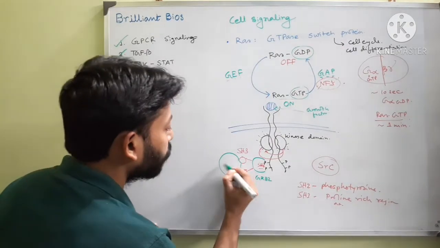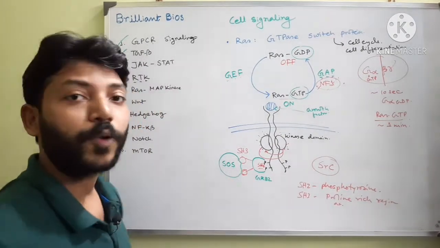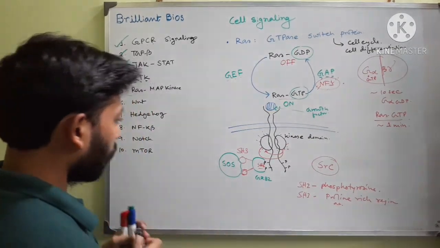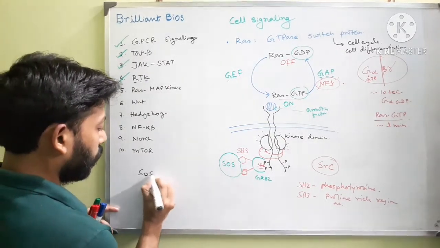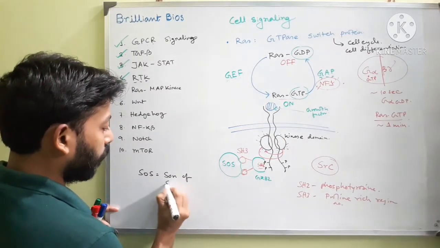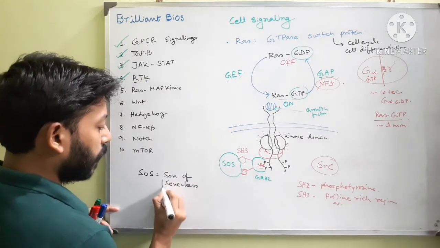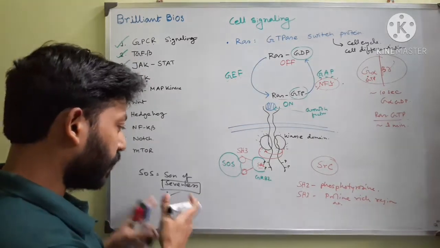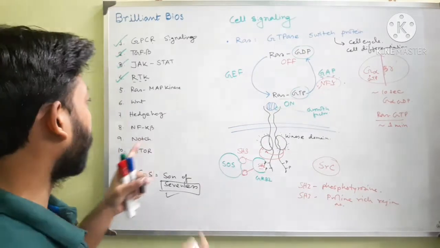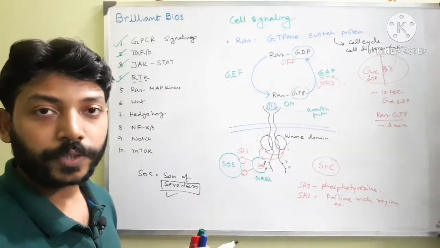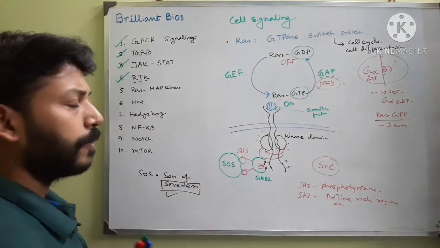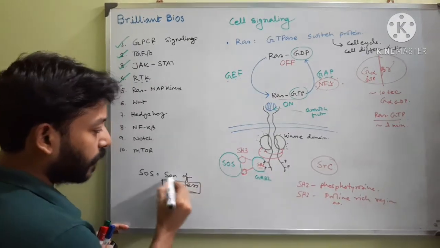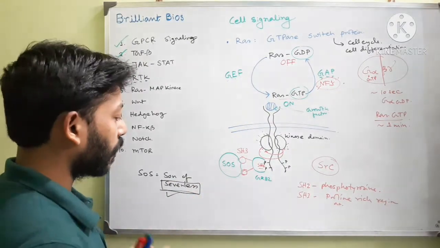SH3 domain that is called SOS. This is a very important protein in the Ras MAP kinase pathway. The full form of SOS is son of sevenless. This sevenless is the main player, actually a receptor, by which scientists discovered this Ras MAP kinase pathway. I will show you the experimental pathway, how this Ras MAP kinase pathway was actually discovered. So you remember the name sevenless, but the protein is called son of sevenless. The name is very interesting, son of sevenless.